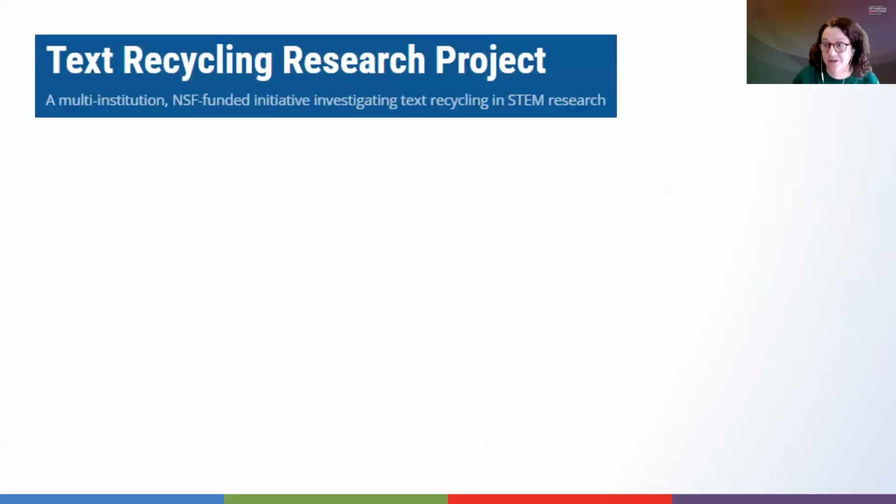The Text Recycling Research Project, or TRRP, is a multi-institutional project funded by the National Science Foundation. Its goal originally was to simply assess what practices people were engaging in with regard to text recycling. What are scientists actually doing in terms of recycling text? They then tried to use the information that they found to create some kind of guidelines or best practices for the ethical and legal recycling of text.